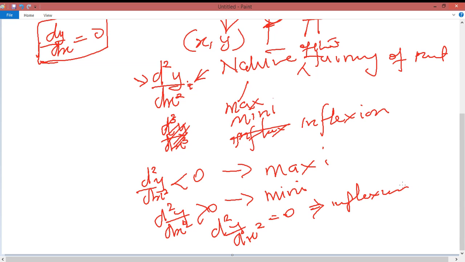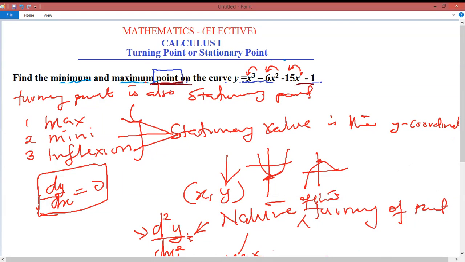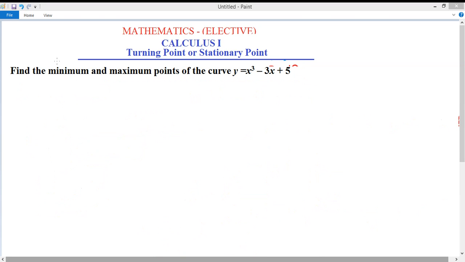Good. We shall be doing more questions. When you do more questions, you understand some of these concepts very well. So I will solve another question. Stay tuned for the next question. Okay, let's look at the second question.